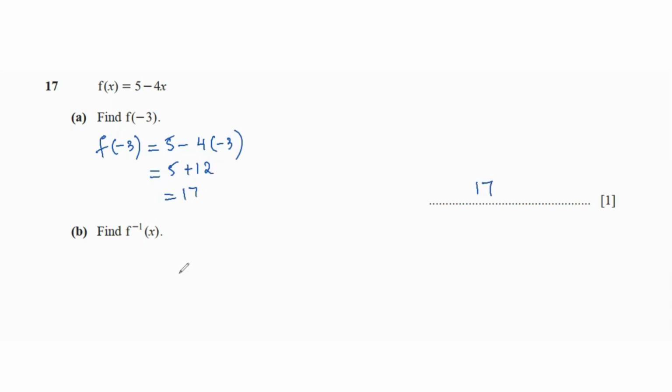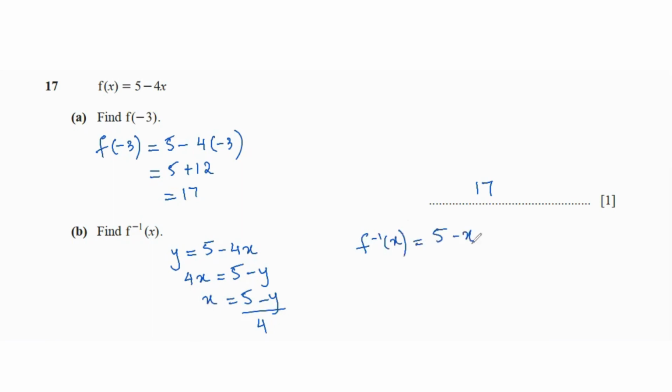Then it says find f inverse of x. So first what we'll do is we'll replace f of x with y. So we have y equals 5 minus 4x. Right now, y is the subject of the equation. So what we need to do is make x the subject. So I'm going to swap y with 4x. I'm going to divide 5 minus y by 4. So now what we do is we replace x with f inverse of x and y with x. So 5 minus x over 4. That is your answer.